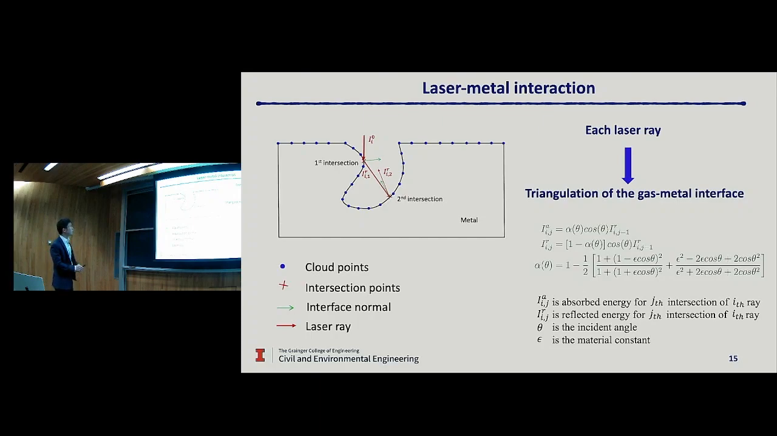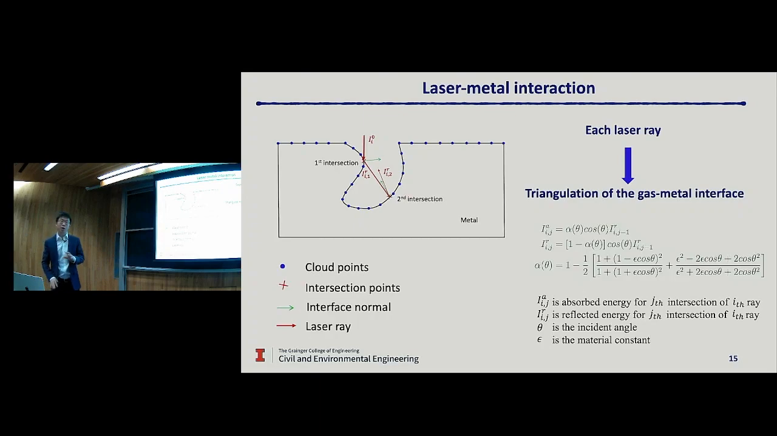I see. No, we handle the multiple reflection. If this is the initial ray, it hits here, some energy will be absorbed, and then the remaining energy will be reflected. This ray will hit here again, some energy will be absorbed, and then some energy will be reflected. We keep tracking that. With the liquid metal? Yeah, liquid metal, yes.